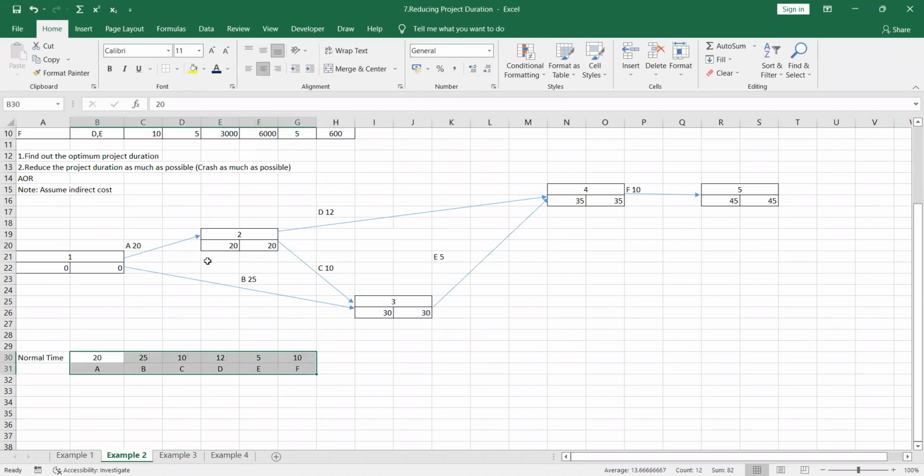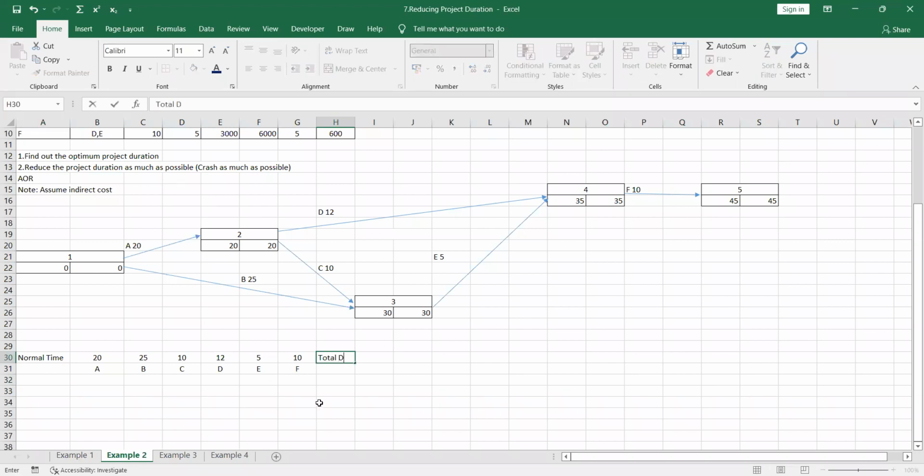Now I have written down the normal time for each of these activities, and now I'm going to find out what is the total duration.